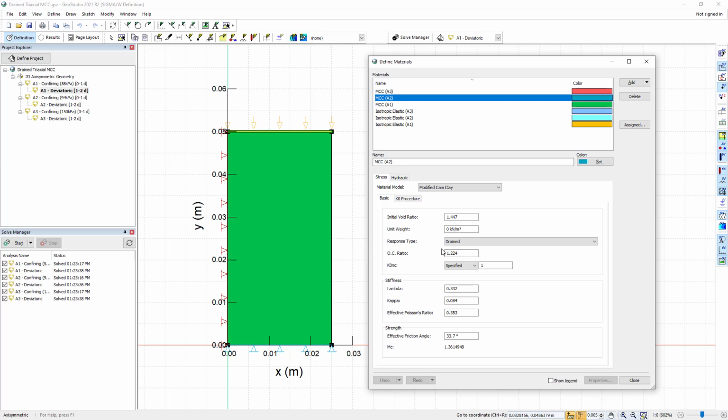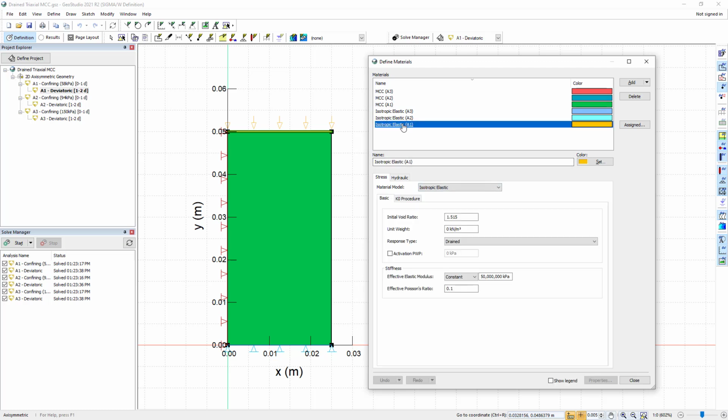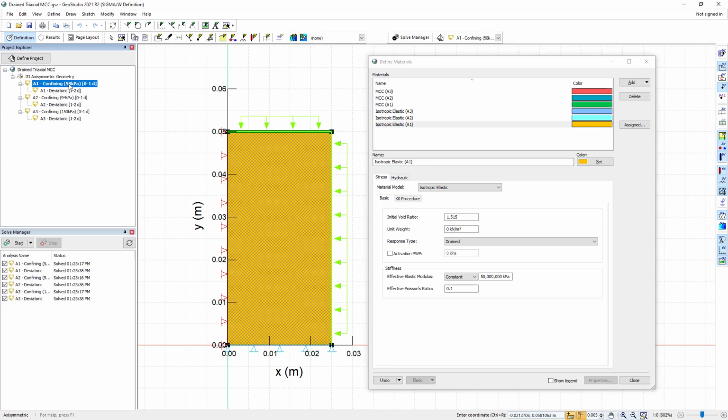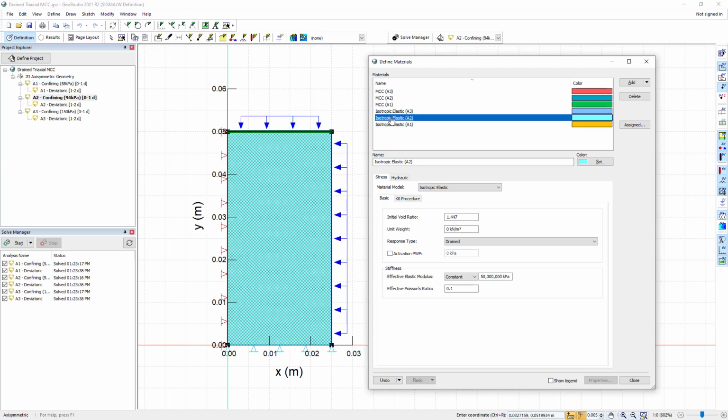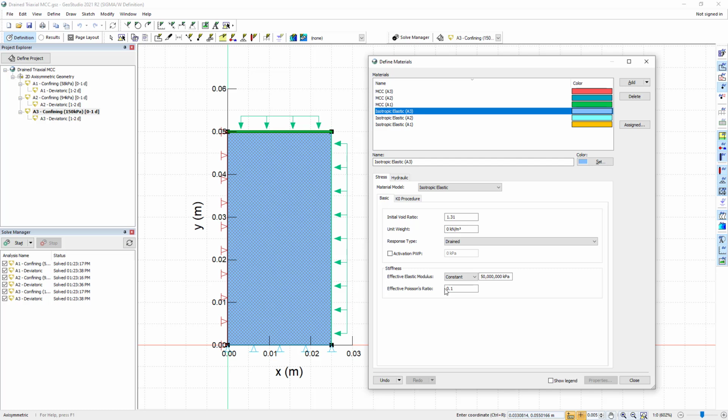An isotropic elastic material was used during the first phase of the triaxial simulations because the nonlinear stress-strain response is inconsequential to establishing the initial stresses. The accumulated displacements and strains are reset at the start of the loading phase of the simulation. The 3 isotropic elastic materials defined here are applied to the corresponding confining analyses.